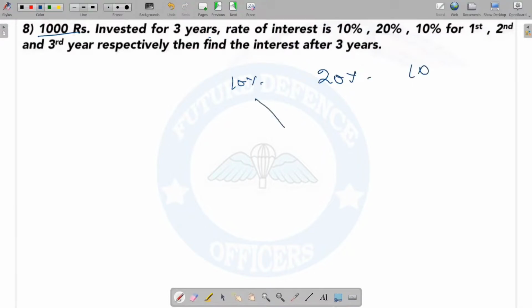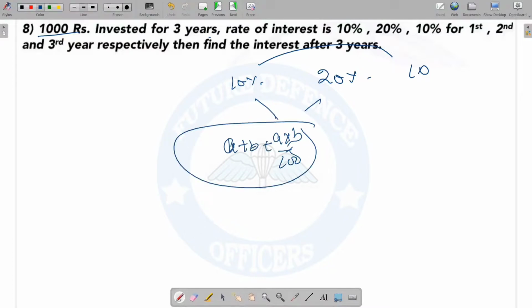So let's merge. You can merge these two also. Then whatever you get, you can merge with 20%. No effect will be on the answer. So you can go by that, or you can merge 10 and 20% first. So how do we merge? A plus B plus A into B upon 100. This is the way for merging the percentage in compound interest.